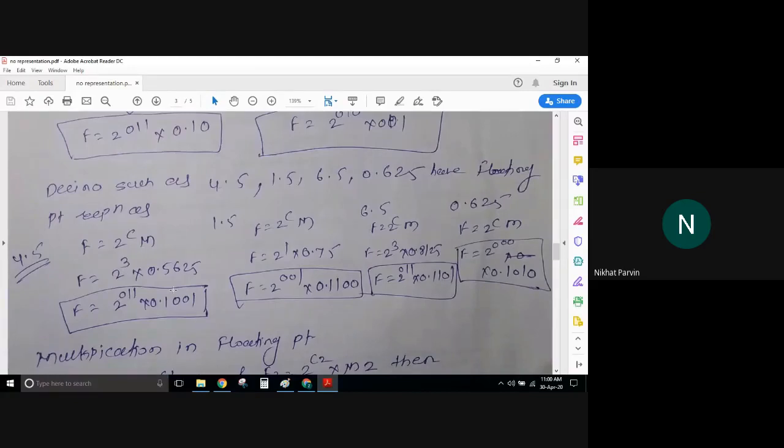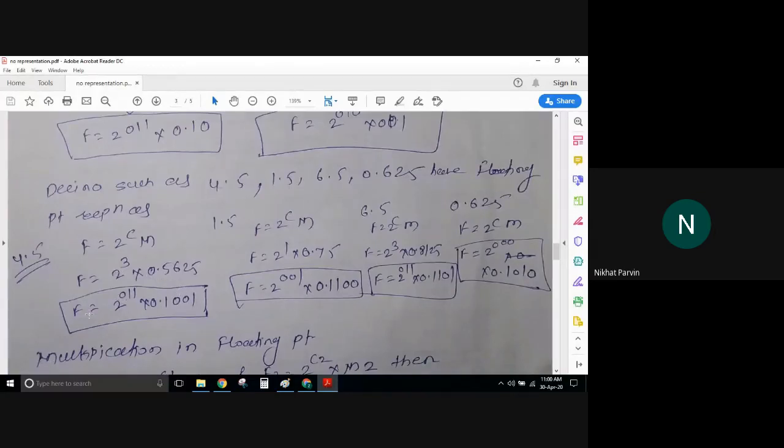When you do this, your answer should be that only. If it is coming so, then your answer will be 5. Now here what I have done, I have understood that 0.5625 into 2 power 3 is my 4.5. But this is not the complete binary representation.